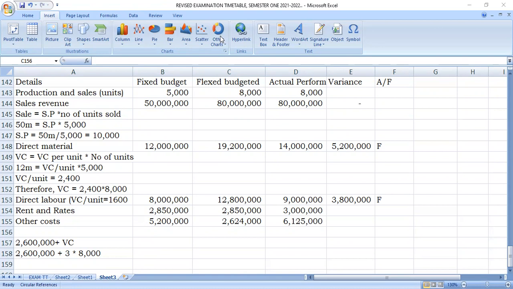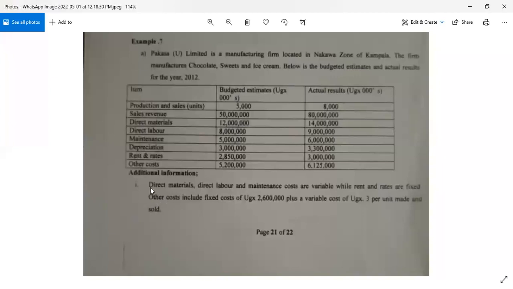Okay, Esther. Then other costs, I hope we're together on other costs. They were clear, the information is clear. They said that for other costs, what you do is, other costs, the last line, that they include fixed cost of 2.6.